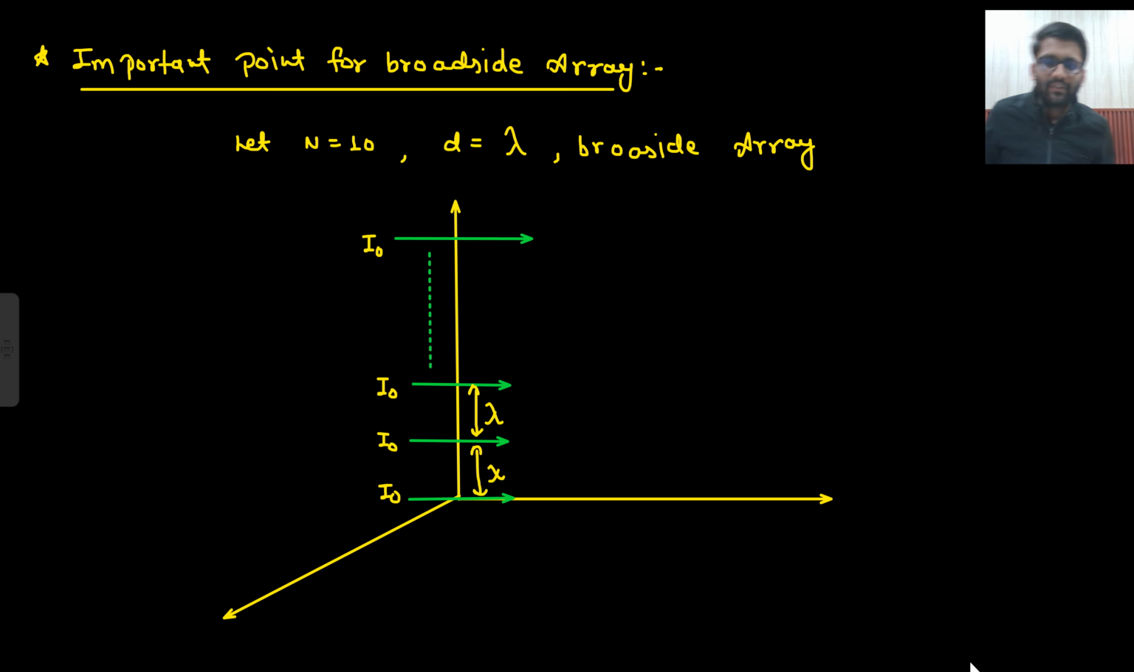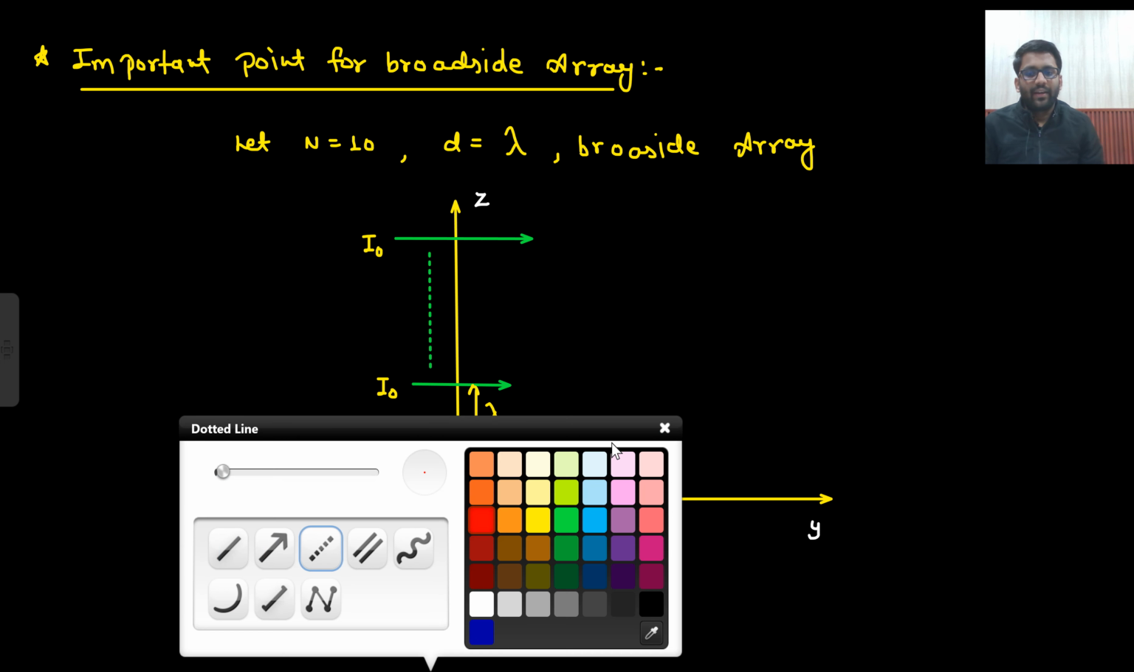Okay. So let's see a very important point regarding broadside array. Forget about the broadside array for now. I am giving you just one simple question. There are 10 antennas placed along the z axis, and you need to find the array factor.